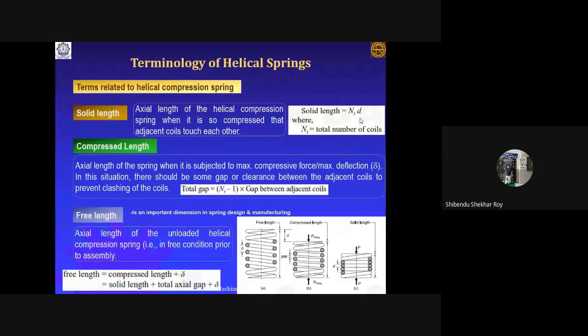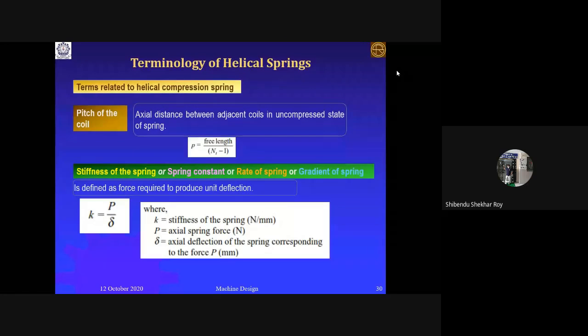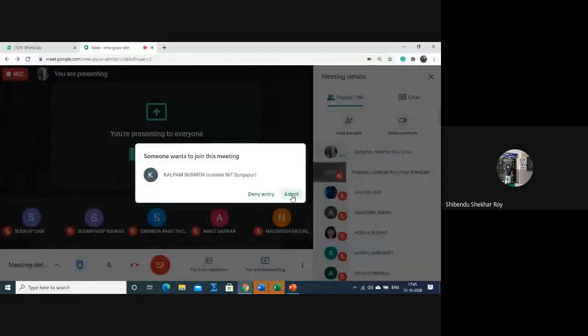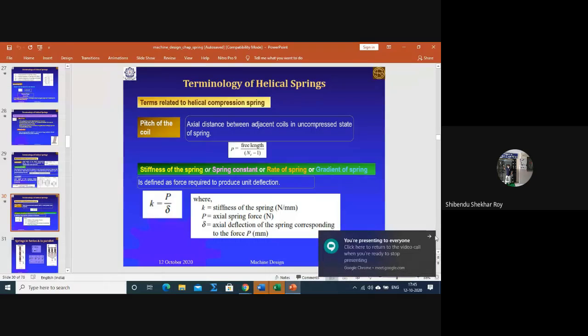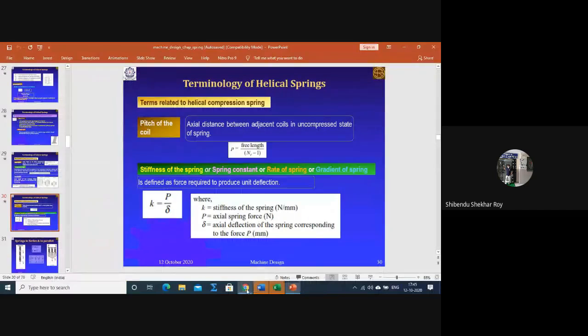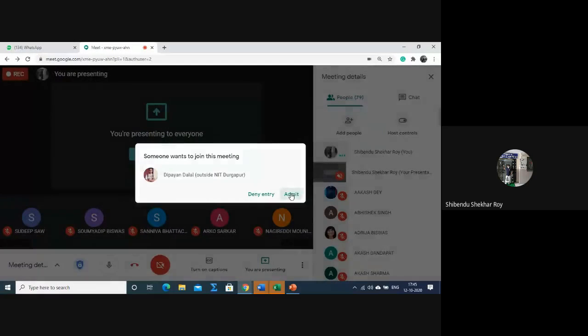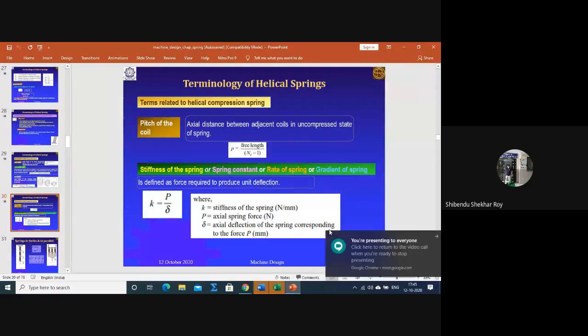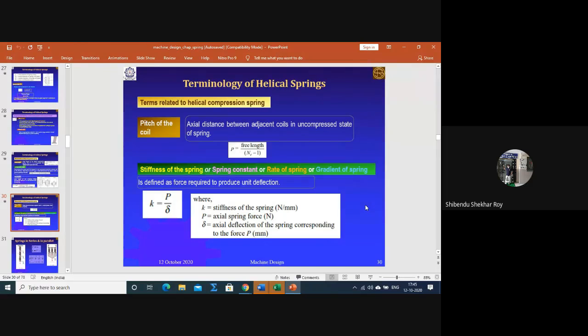So that terminology I have already explained. Now here two things: one is the total number of coils and another is the number of active coils. Total number of coils and number of active coils may not be the same because of the end condition. It depends on the end condition. A few more terms are the pitch of the coil and the stiffness. As you know, the stiffness is a very important property.